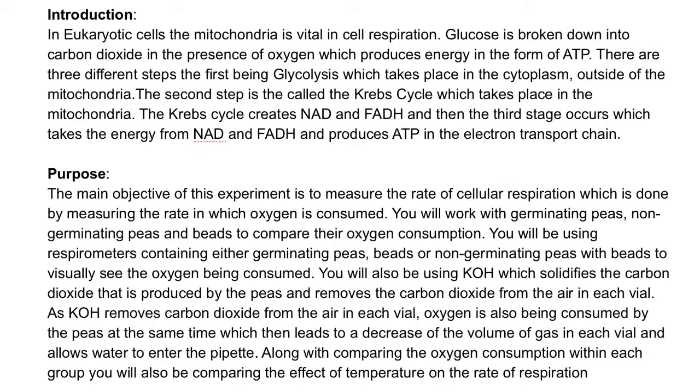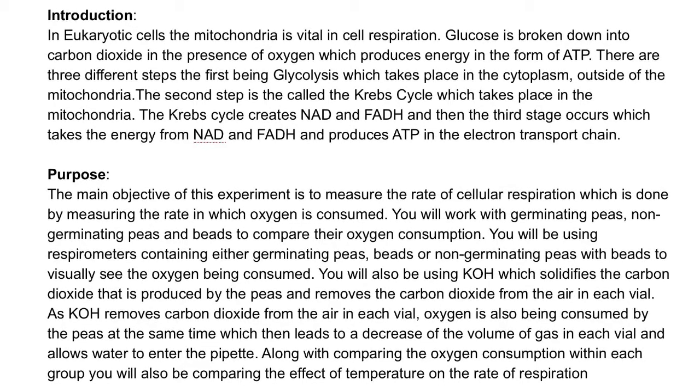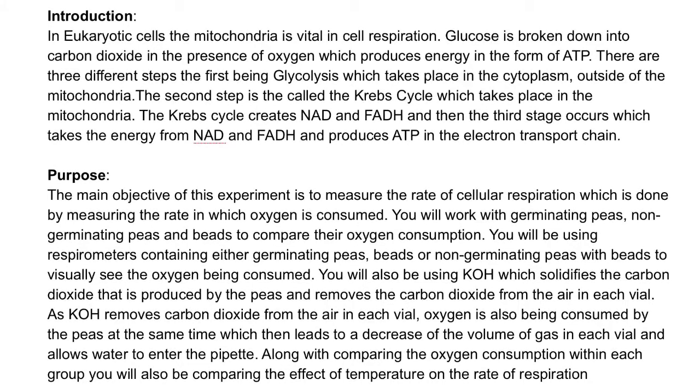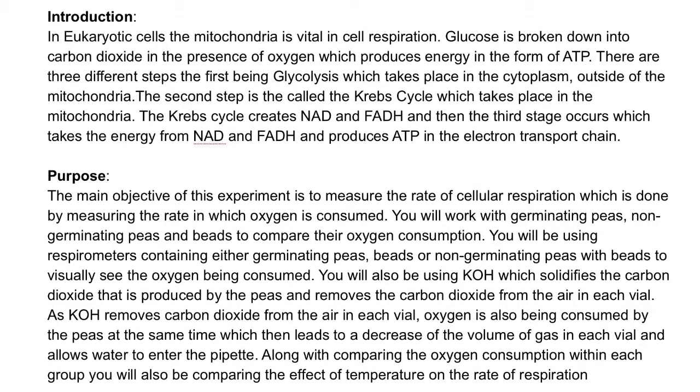Introduction. In eukaryotic cells, the mitochondria is vital in cell respiration. Glucose is broken down into carbon dioxide in the presence of oxygen, which produces energy in the form of ATP. There are 3 different steps, the first being glycolysis, which takes place in the cytoplasm, outside of the mitochondria.